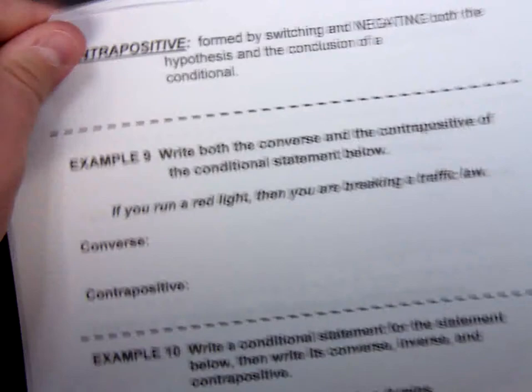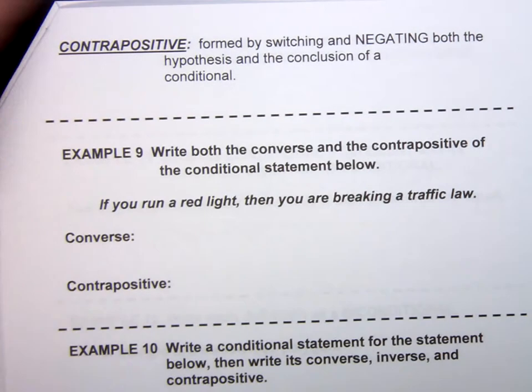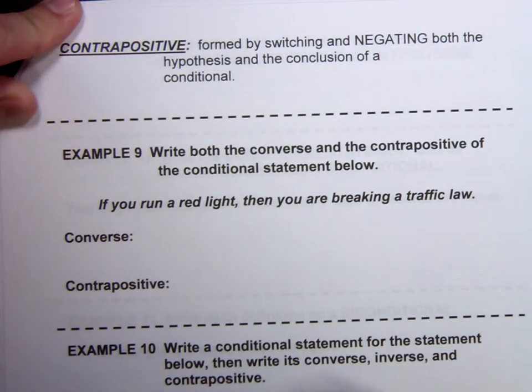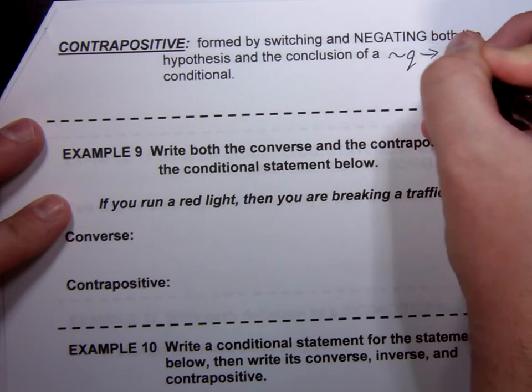All right, and one more type of adjustment to the conditionals is the contrapositive. Contrapositive is formed by switching and negating both the hypothesis and the conclusion of a conditional. Remember that for the converse, we switched the P and Q, switched the hypothesis and conclusion. For the inverse, we added negations to both of them. The contrapositive is kind of like a combination of those two things. Not only are we going to switch P and Q, but we're going to put negations on both of them. So where the original statement was if P then Q, the contrapositive is if not Q, then not P.